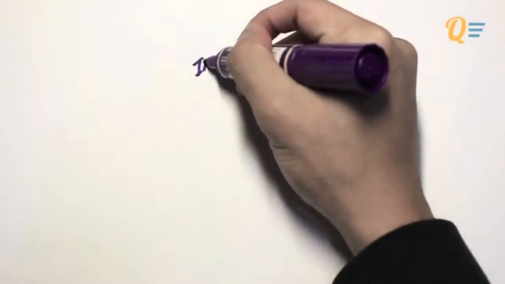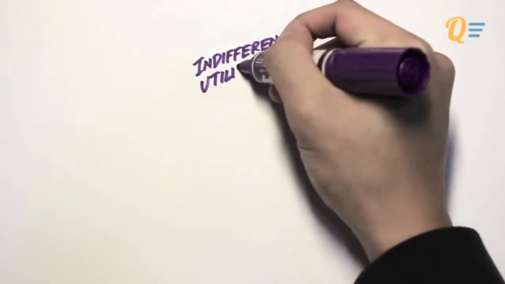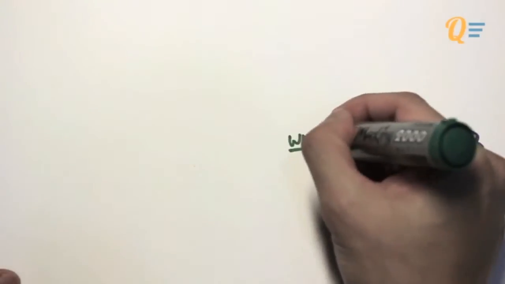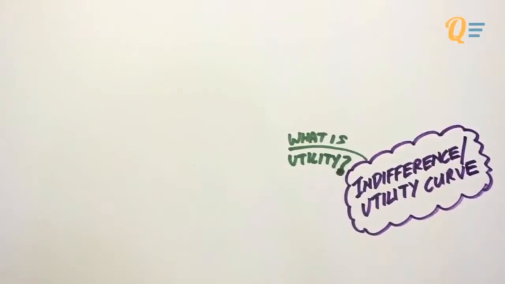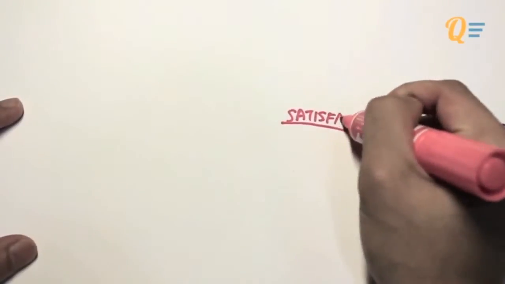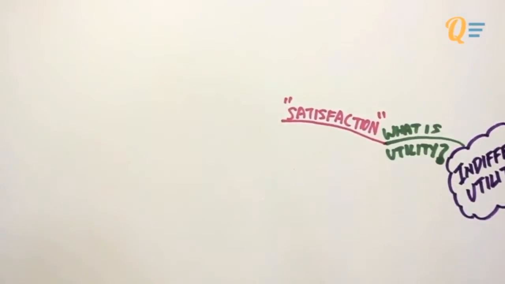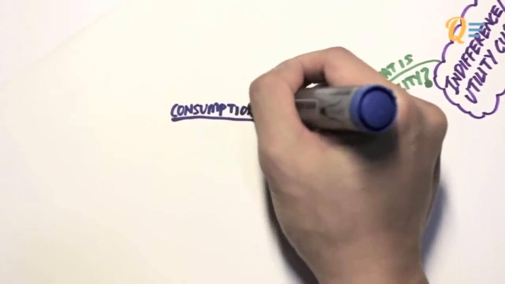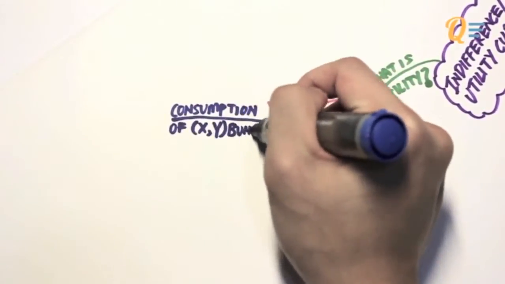We are now going to talk about the second important aspect of Chapter 2, which is the indifference or utility curve. So the first question that we have to ask ourselves is, what is utility? As mentioned in the previous video, utility is the amount of satisfaction that we derive from the consumption of a particular good. In the case of Chapter 2, it is the amount of utility that is derived from the consumption of a bundle of X and Y.